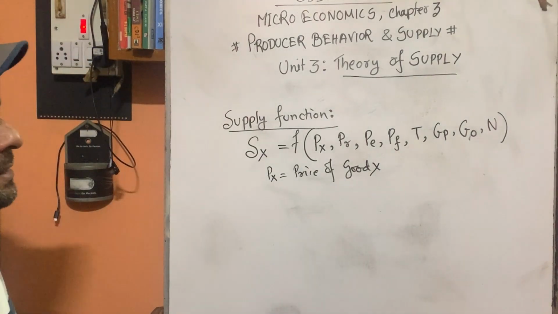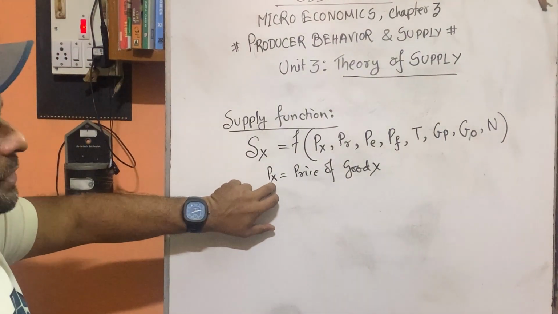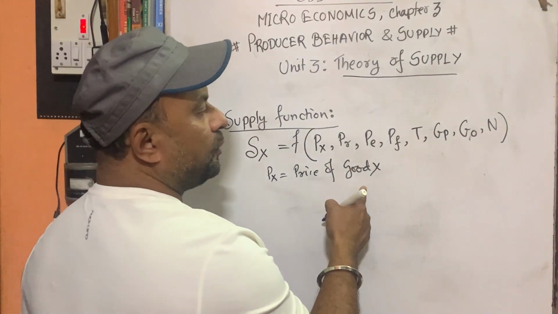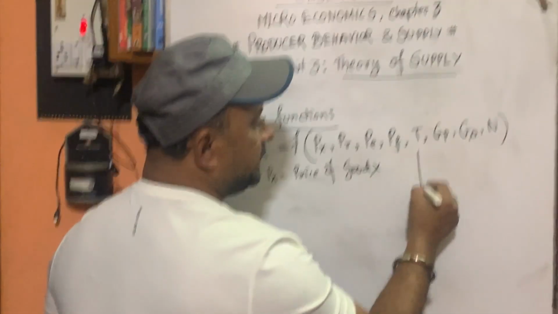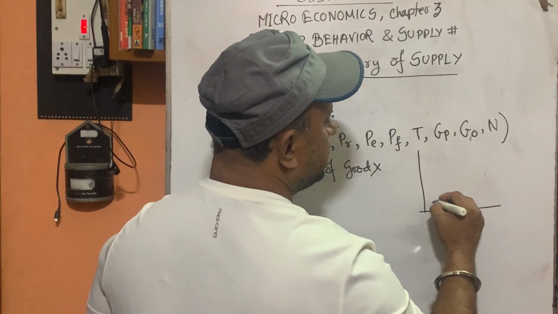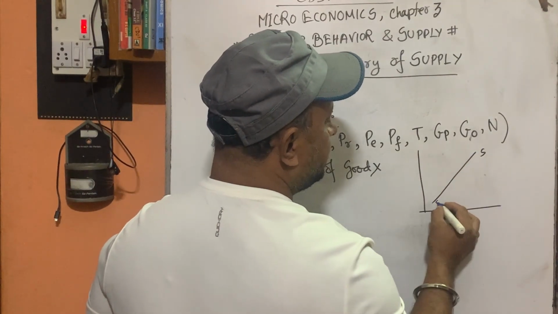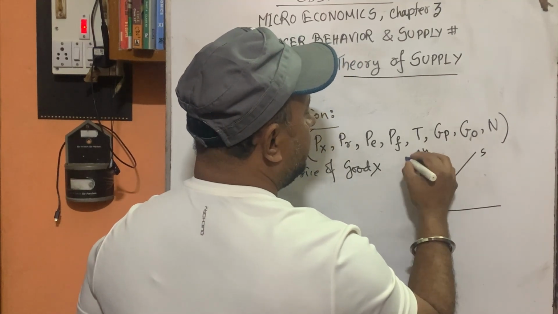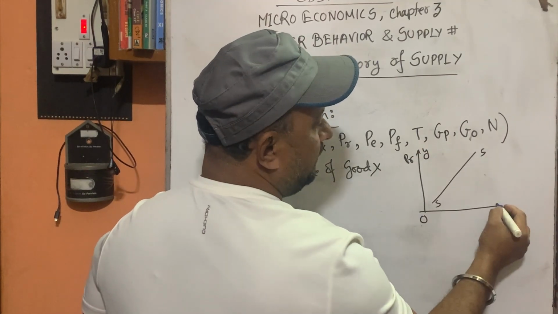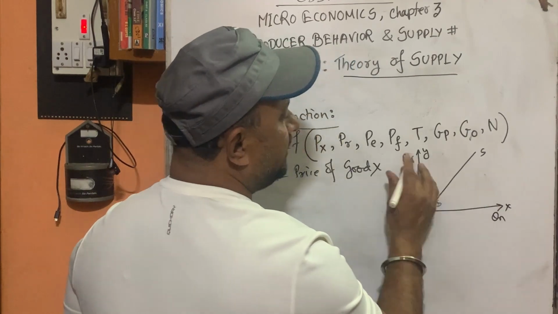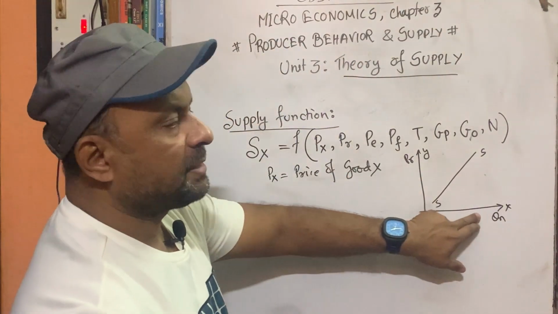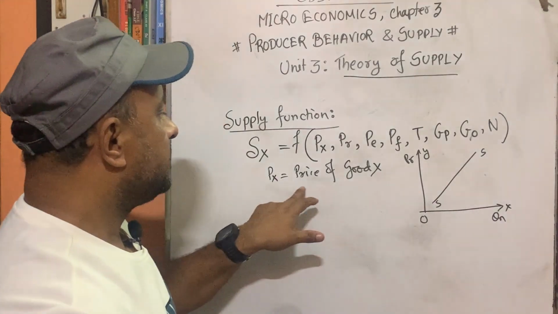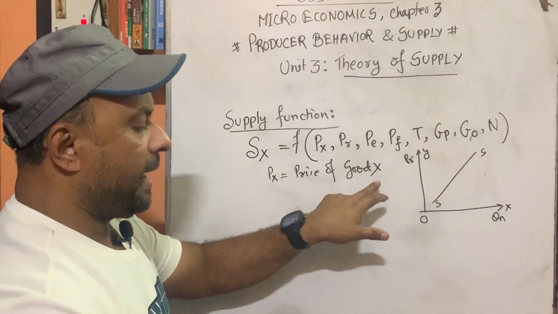Generally supply of a good is directly or positively related with the change in its price. When the price increases, supply also increases, and so the supply curve is upward sloping. Demand curve is downward sloping, supply curve is upward sloping. This is price, this is quantity. When there is more price, the producer will supply more.